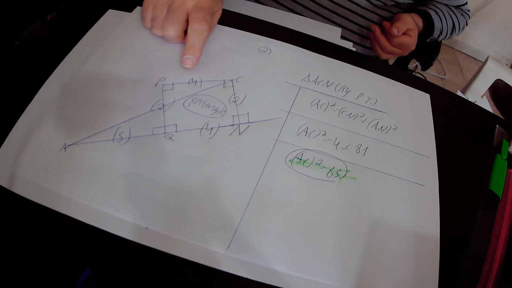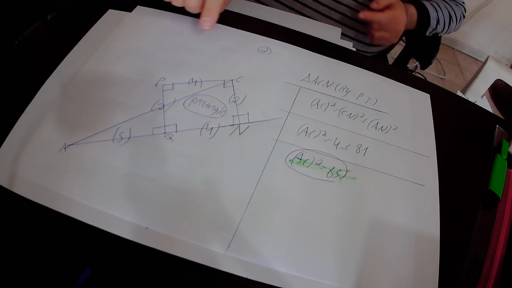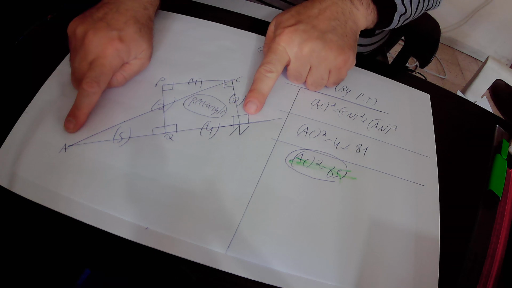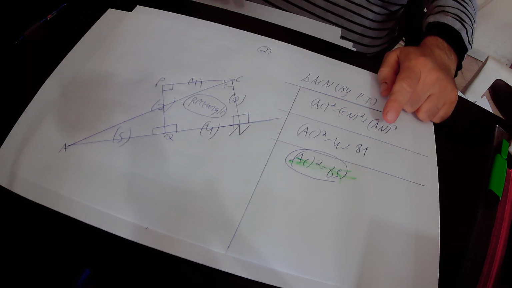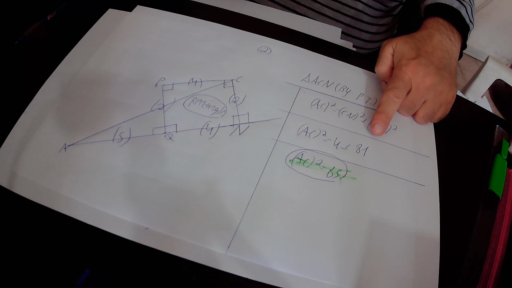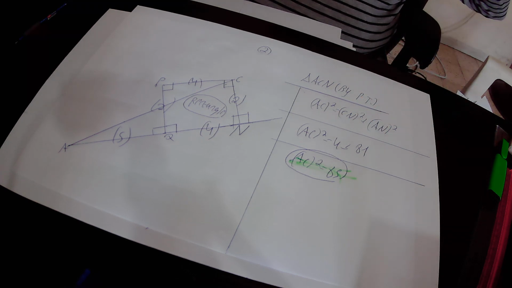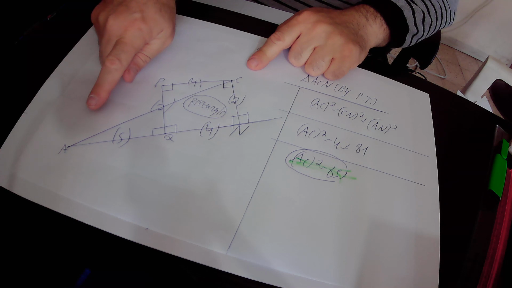So AC squared, that is the square of the hypotenuse, equals CN squared. CN is 2, therefore CN squared is 2 squared, that is 4, plus AN squared. AN in total equals 5 plus 4, that is 9. Therefore, AN squared is 9 squared, that is 81. So in total, AC squared equals 4 plus 81, which is 85. So in conclusion, AC squared, the square of the hypotenuse of the right triangle ACN, equals 85.